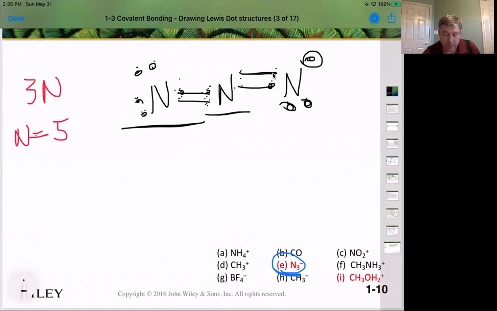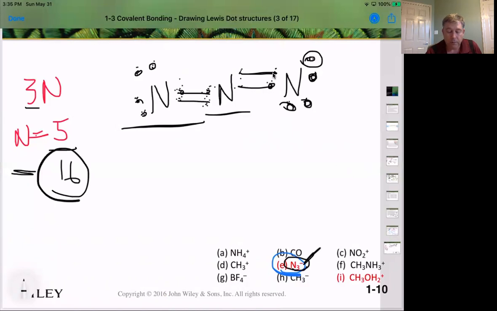And we have 8 electrons, 8 electrons, and 7 electrons. But we have another electron. Remember, we have our negative charge. So we have to add 1 more electron because of the negative charge to give us a total of 5 times 3 plus 1, which is a total of 16 electrons.